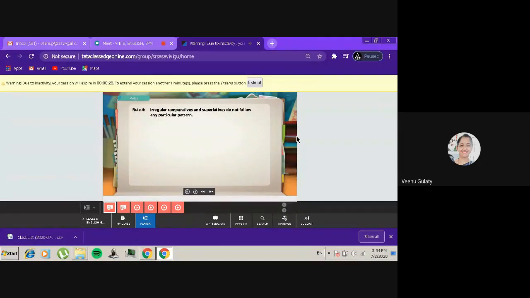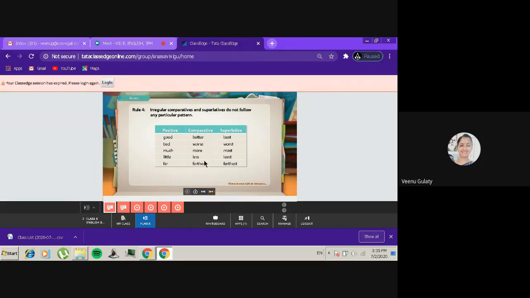Irregular comparatives and superlatives do not follow any particular pattern. Here are a few examples. Good, better, best. Bad, worse, worst. Much, more, most. Little, less, least. Far, farther, farthest. These are irregular comparisons. There's no rule over here, but you simply have to learn these forms, and there's no other way.